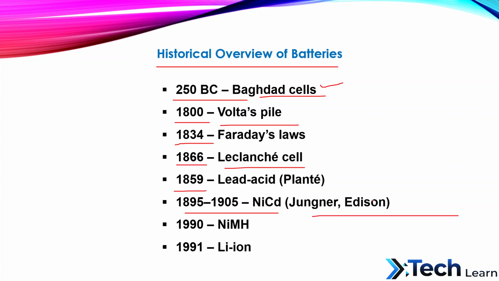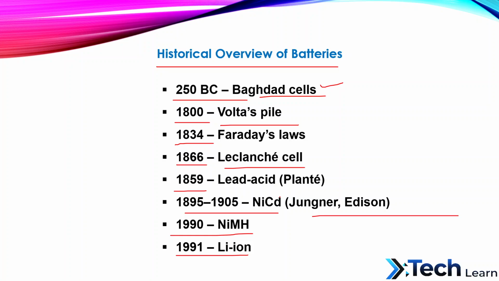Now, for modern portable electronics, nickel metal hydride batteries and lithium ion batteries are used. Nickel metal hydride batteries were invented in 1990 and lithium ion batteries in 1991. Then what is the difference between these batteries, and how have they evolved over time?